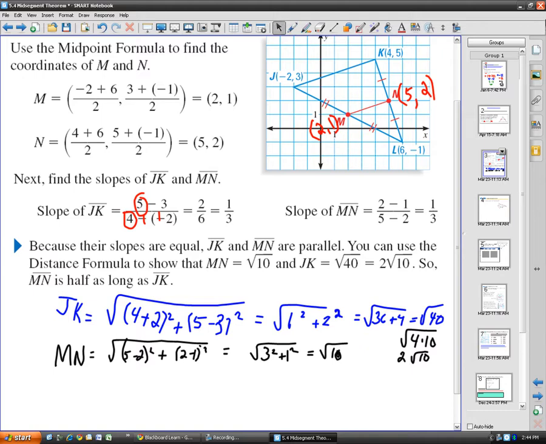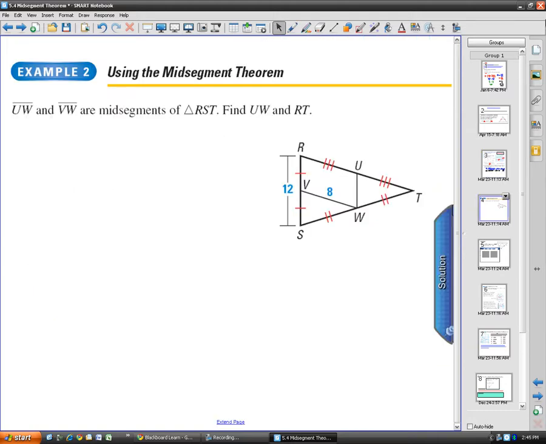So now they're asking us to find UW and RT when we have two different midsegments. And you can see that UW is a midsegment because it breaks this side in half and it breaks that side in half, and therefore it is also parallel to that one.